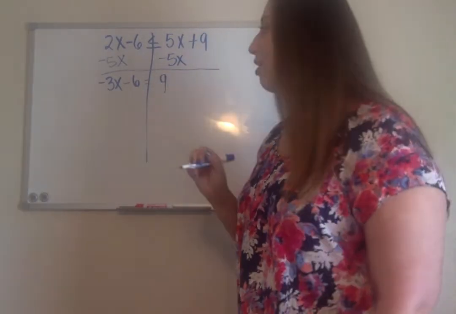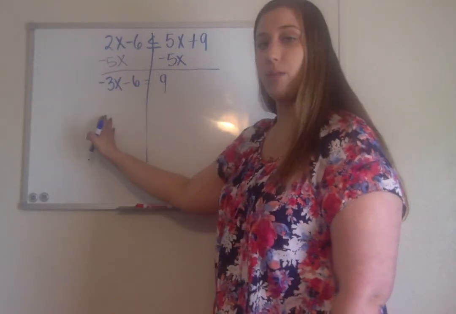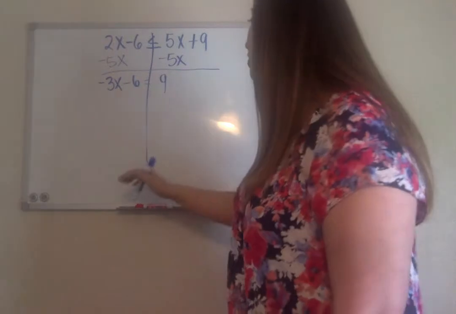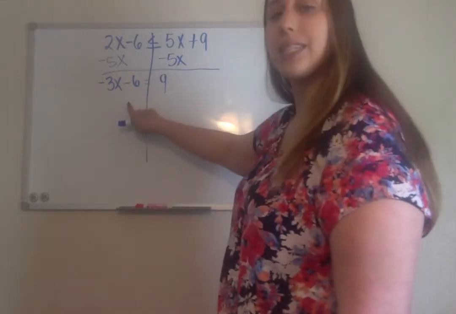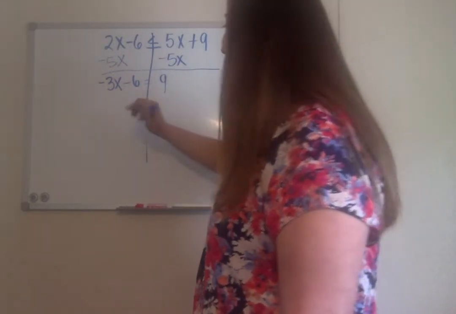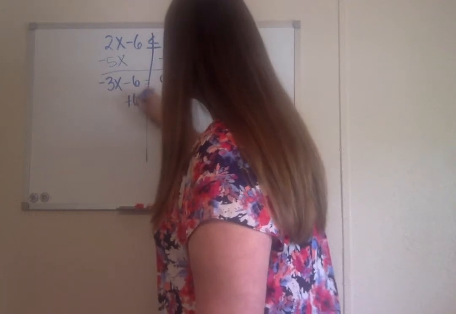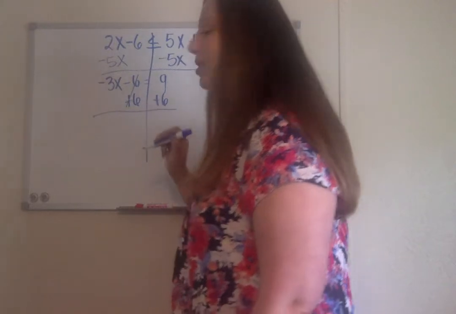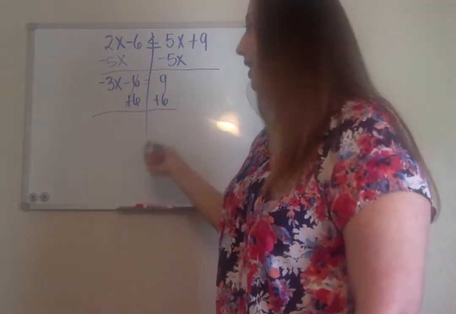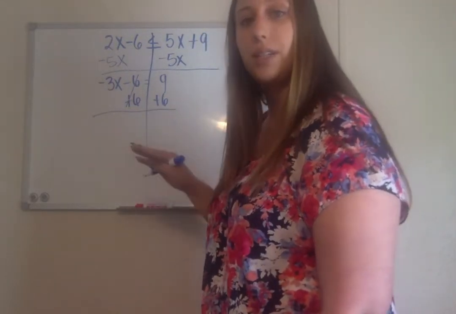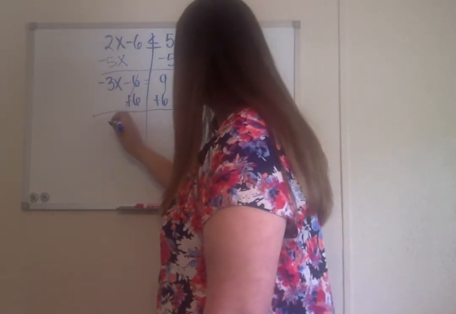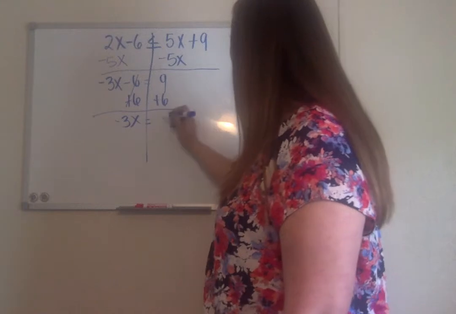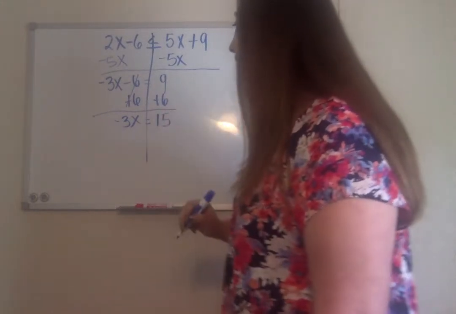From here, all of our variables are on the left side now, which is great, but we still have to get x by itself. In order to get rid of this minus 6, we're going to do the opposite and add 6 to each side. The negative 6 plus 6 goes away. Negative 6 plus 6 is 0, so it's gone, but we do still have our negative 3x on the left. And on the right, 9 plus 6 gives us 15.